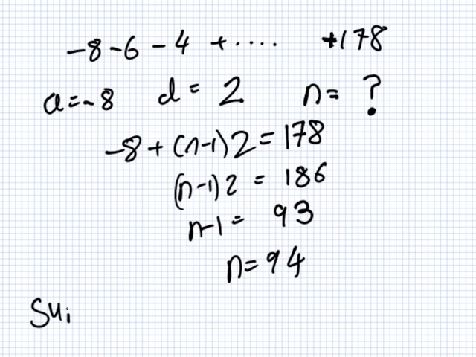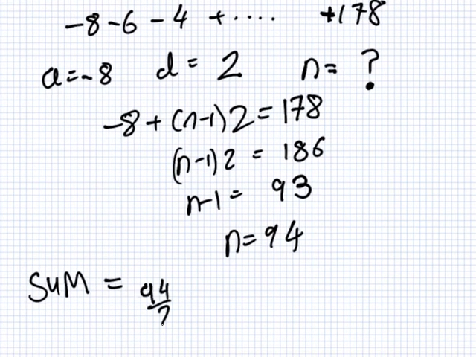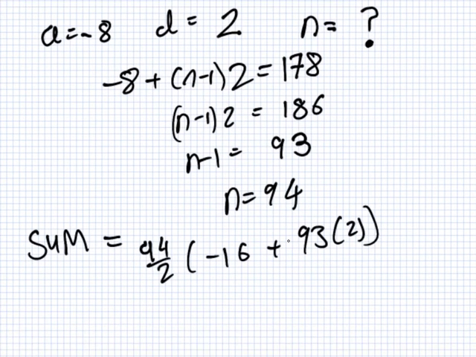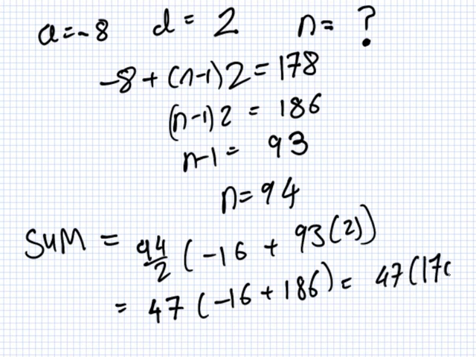Now I can work out the sum. It's N over 2 times 2a plus N minus 1 d. 45 would make 90, so 47 then makes that one. Minus 16 plus 186. So that's 170 times 47. 47 times 170. 7,990.